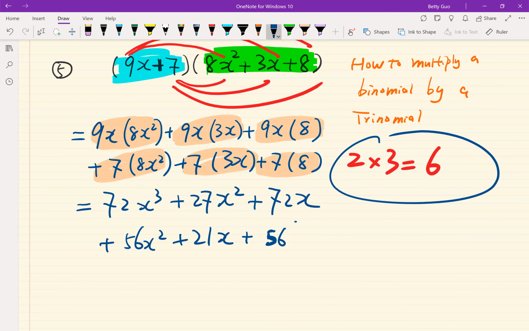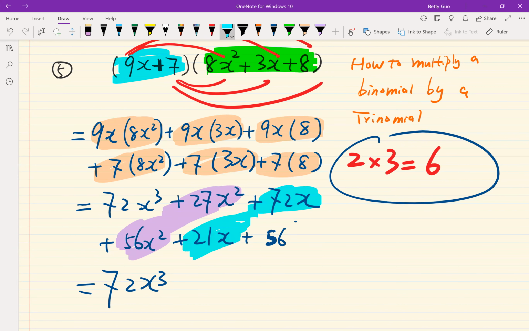You see your expansion has 6 terms, right? But some of them are like terms you can simplify. Is any term a like term with 72x cubed? That's the only cube, right? And look at the squared terms. Those 2 terms can be combined, right? Yes or no? And those 2 terms can be combined. And the constant is by itself. When you combine the 2 purples, what do you have? 27x squared plus 56x squared. What do you have?